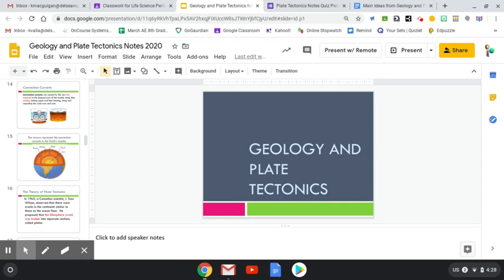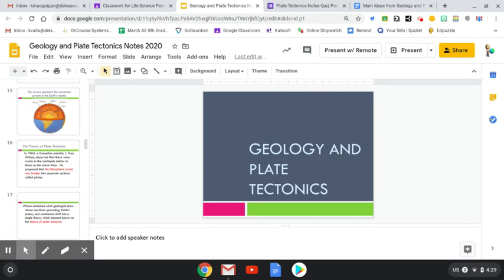Then you're going to be talking about something called convection currents. Convection currents are really important to understand Earth's crust, since Earth's crust is a solid, and the melting and the cooling of the magma underneath the surface is how that allows our plates to move.